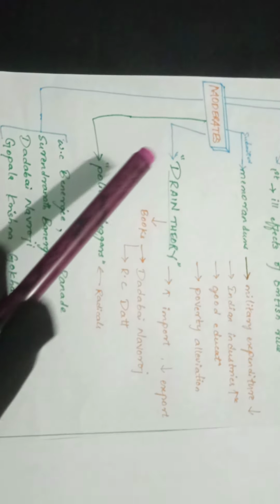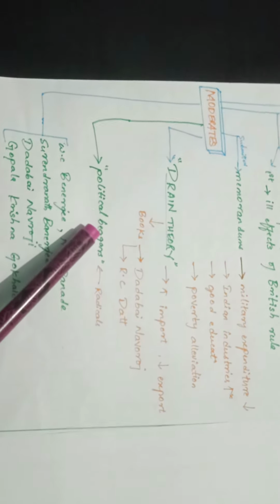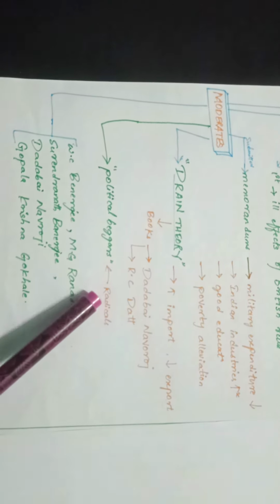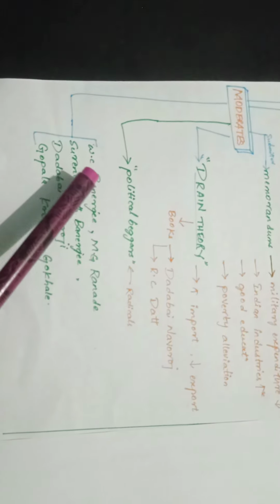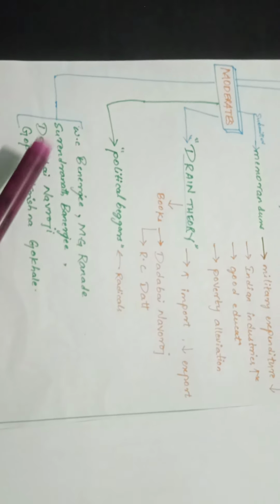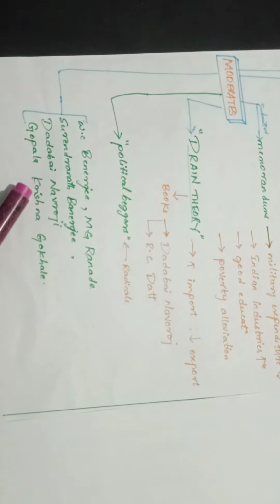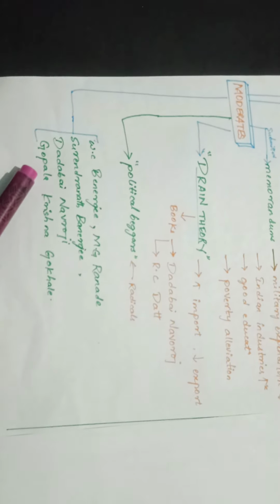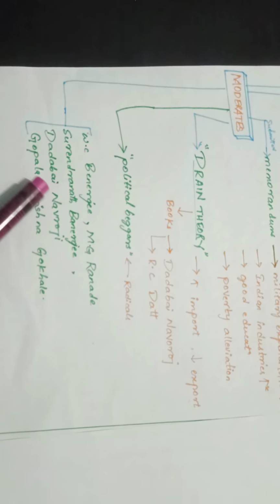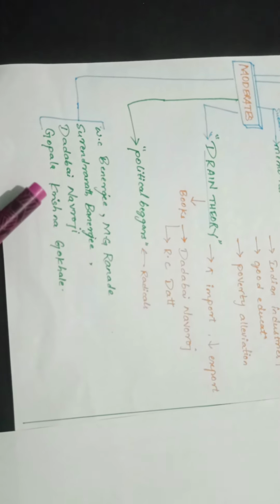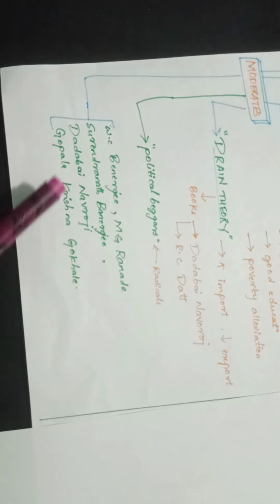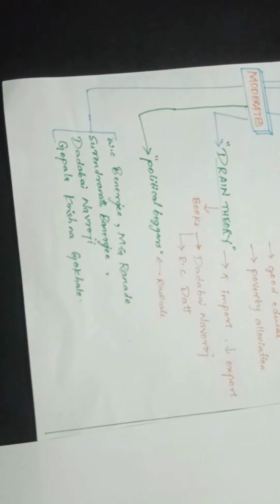They were also called political beggars by the radicals. About this I will explain further ahead. And these are some of the names of moderates mentioned in NCERT which you need to remember: Surendranath Banerjee, M.G. Ranade, Dadabhai Naoroji, Gopal Krishna Gokhale. You can remember it as GKG, something like this.